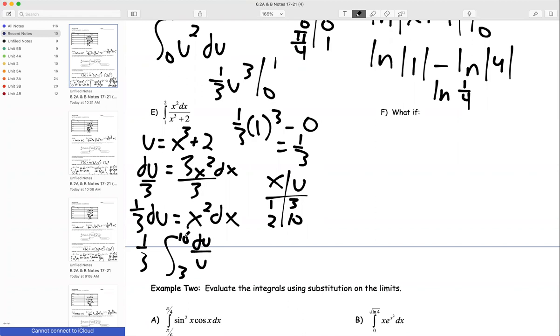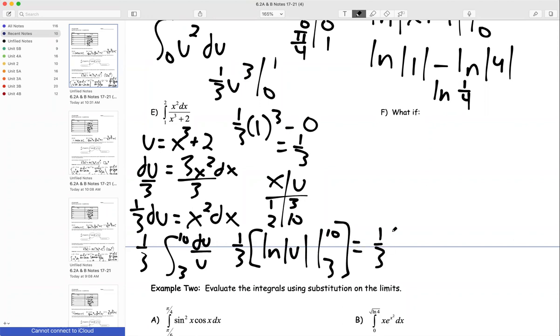Okay, so this is going to give me 1/3 times the natural log of the absolute value of u, evaluated from 3 to 10. So this is going to give me 1/3 the natural log of 10 minus 1/3 the natural log of 3. I can drop my absolute value because both of the bounds are positive. I guess I could simplify this also, right? I could leave the 1/3 out front and then have the natural log of 10 over 3. But you get the idea.